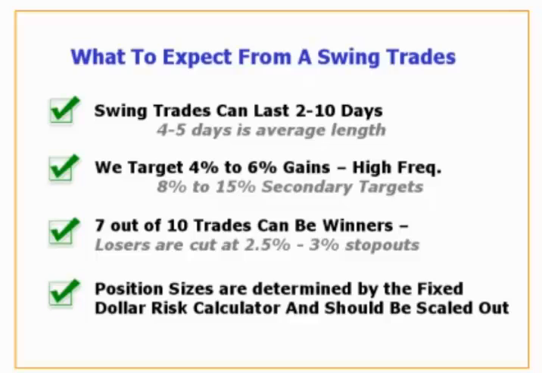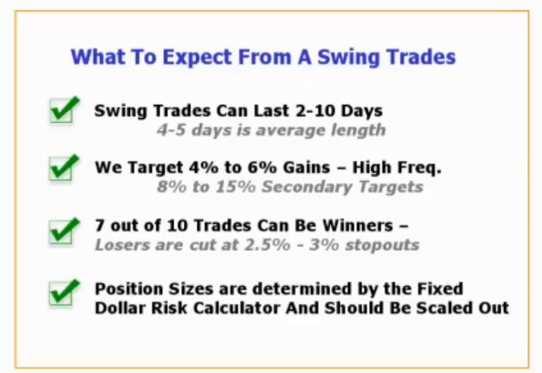7 out of 10 trades can be winners, and I'm going to get into why that's possible. So just keep that in mind. So what we're shooting for is a 70% accuracy rate. A lot of people will say, well, how is that possible? Well, I'm going to show you as we get down into the details how that's possible. We want to cut the losers quickly.